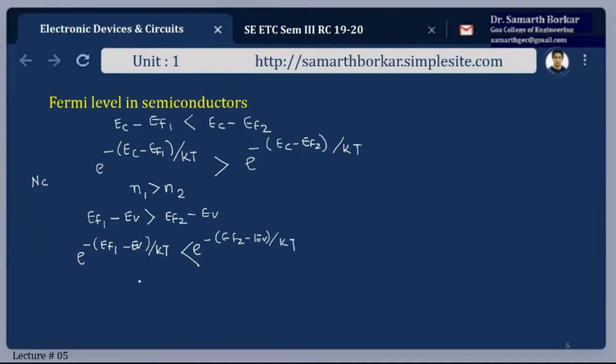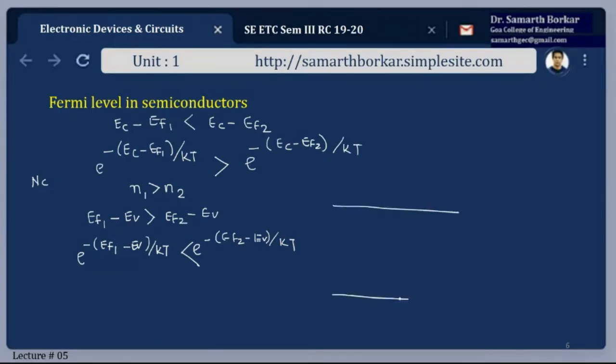So when EF2 to EV is smaller than EF1 to EV, these are all energy levels, some discrete values. For example, if I take EF1 as 4 and this as 2, then I can easily substitute and check this. Fine. Now this clearly indicates that as we increase the Fermi level from EF1 to EF2, the electron concentration is basically decreasing.